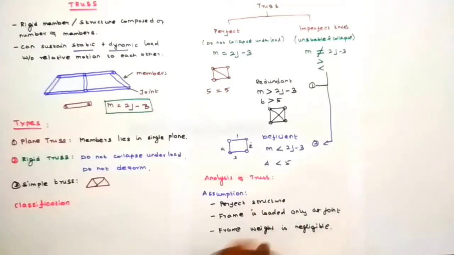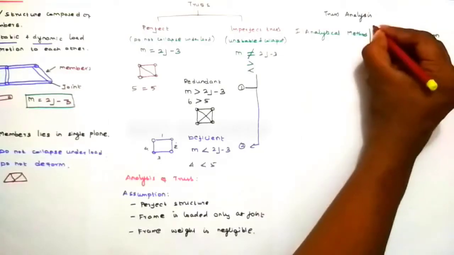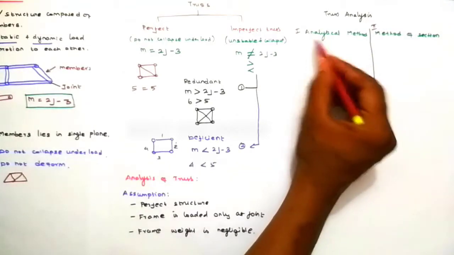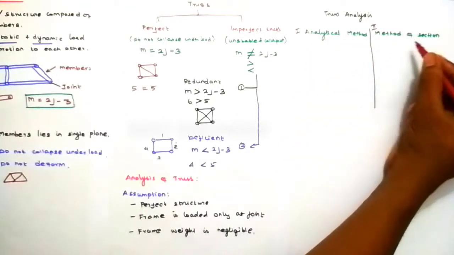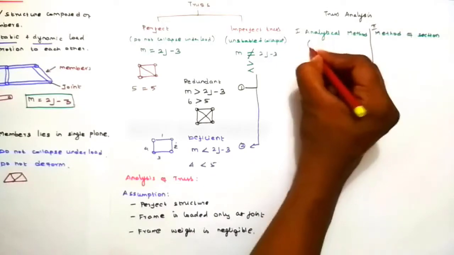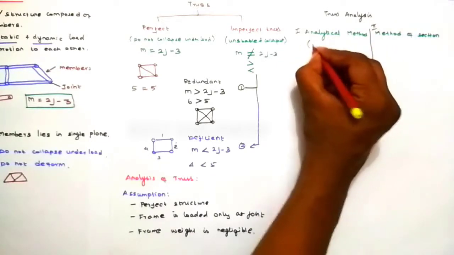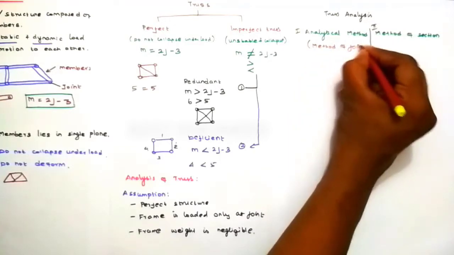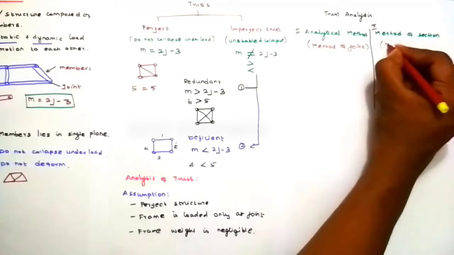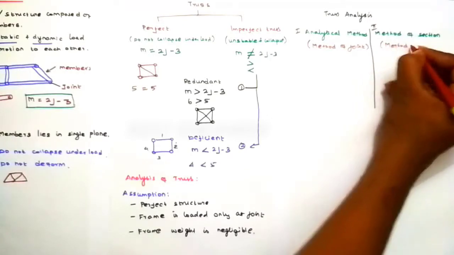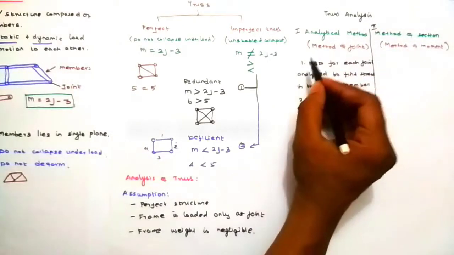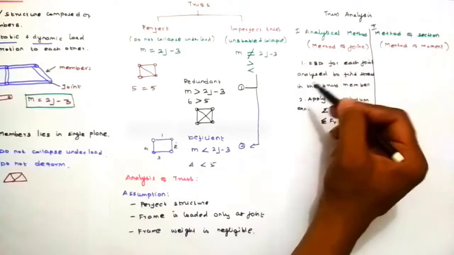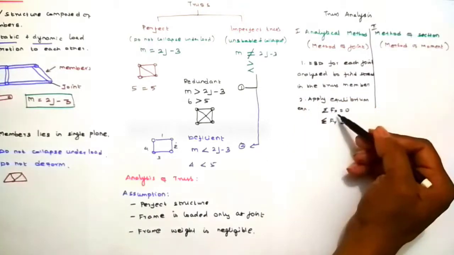There are two methods for solving. This truss can be analyzed in two methods. First one is analytical method, second one is method of section. This analytical method is also called method of joints. The method of section is also called method of moments. In analytical method, we can solve in two steps. First we should draw the free body diagram for each joint. Then we should apply the equilibrium equation.